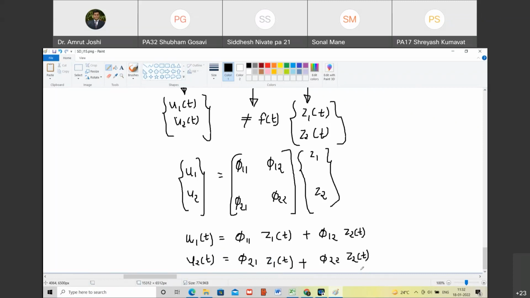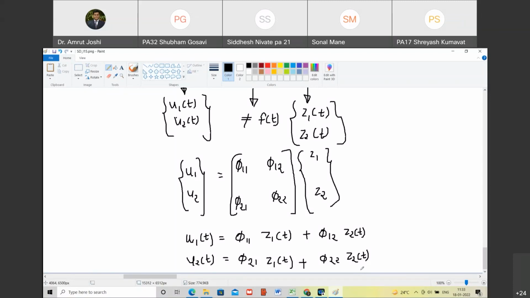Now we are going to make a few observations here. Solving the problem is one thing, but we also have to understand. Now look at u1 of t. u1 of t is the response of the first mass in the original coordinate system, and it is dependent upon the response of both the masses in the generalized coordinate system. Do you agree with me? It depends on both z1 of t and z2 of t. Happy? Yes, sir. Similarly, u2 of t, which is the response of the second mass in the parent coordinate system, is dependent on the response of both the masses in the generalized coordinate system. It depends on both z1 of t and z2 of t. Are you with me? Yes, sir.